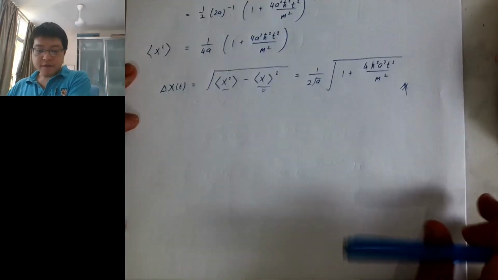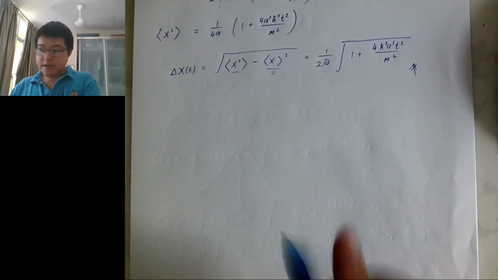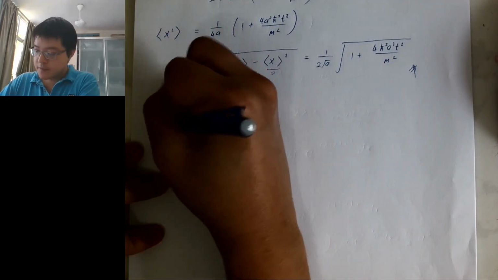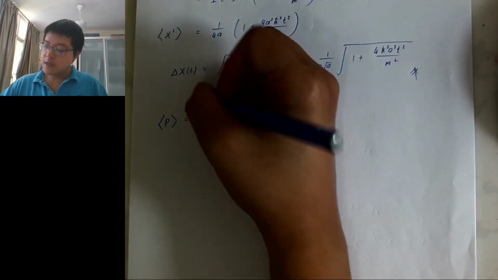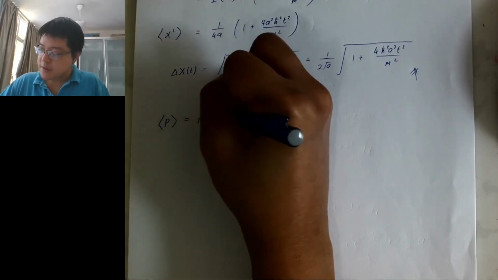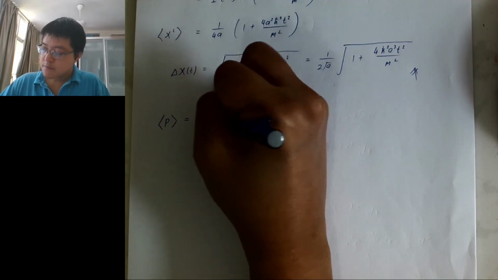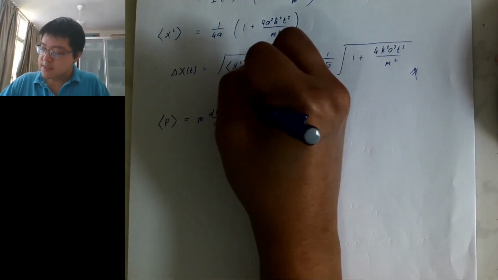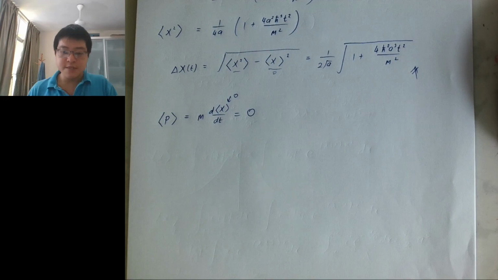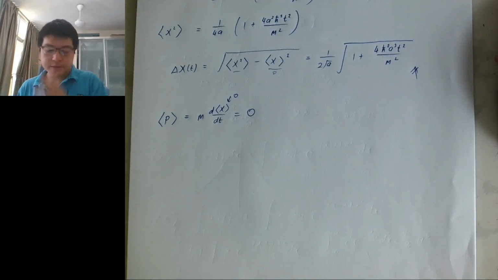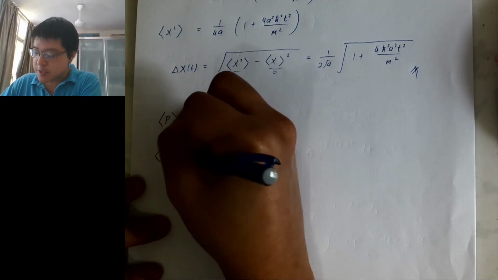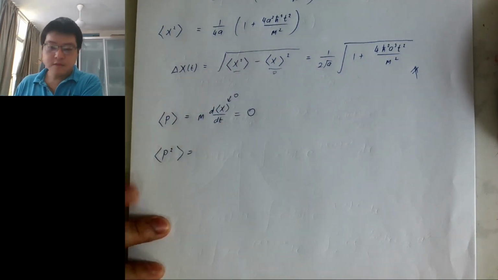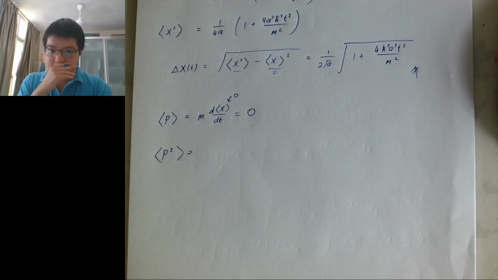Okay, so for the next thing, let us calculate the uncertainty in momentum. For the uncertainty in momentum, if we are in the Schrödinger picture, we can use this theorem. But this term is 0, so the uncertainty in position is 0 over here. Okay, so this part is settled, but the p square is the troublesome one, so we're going to do this soon.